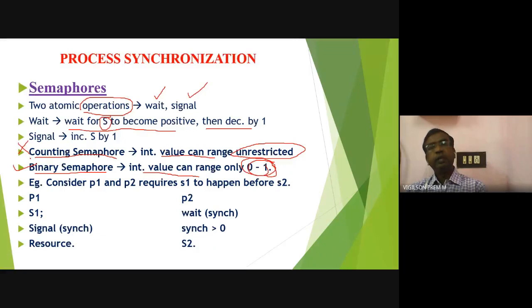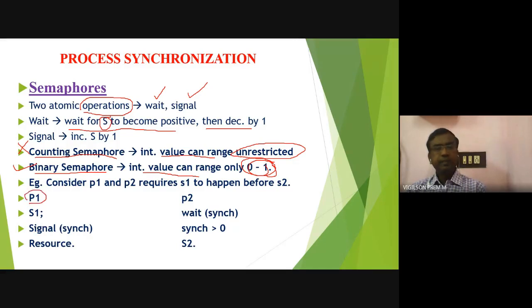So for this critical section, we are going to apply the binary semaphore only, not the counting semaphore, because I'm using only two operations, wait and signal, and two processes P1 and P2. See the example here. Consider P1 and P2 requiring S1 to happen before S2. Listen carefully.